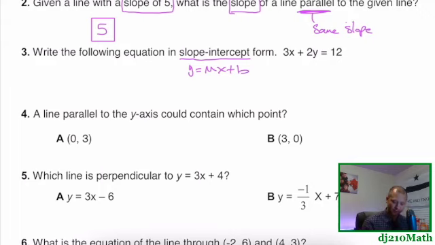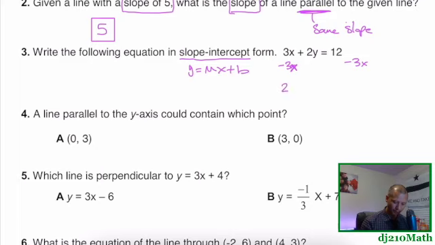Here's the equation. 3x plus 2y equals 12. I'm going to subtract 3x from both sides, because I'm trying to get y by itself. Your options here are to subtract 2y or subtract 12. Well, in either one of those cases, that's not doing you any good. Subtracting 3x, however, gets y by itself. That's accomplishing what we want to do.